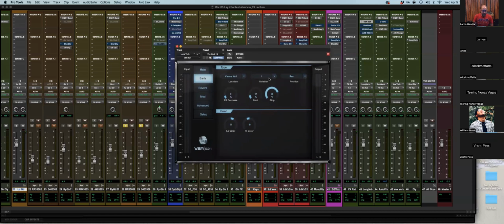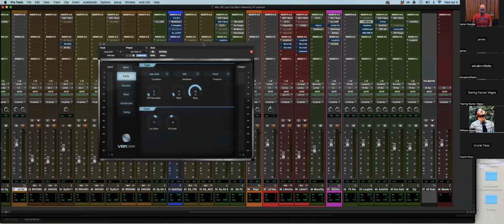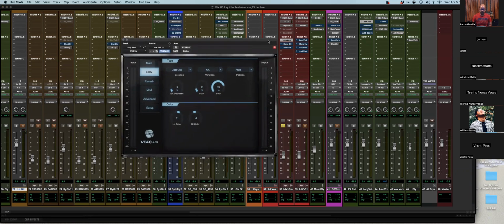Okay, good. Thank you. So in this plugin, the early reflections are determined by the name of a room. So let's hear a jazz club, and let's switch from guitar to the lead vocal. And I'm going to send unity to the vocal, to the verb.